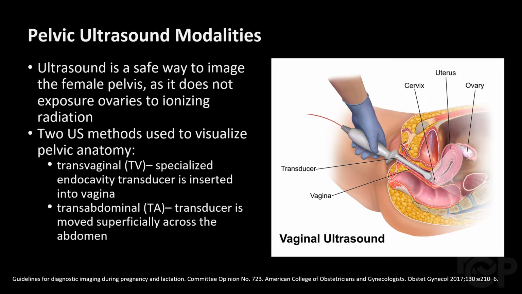The diagram on the right depicts the use of an endocavity or endovaginal transducer. Only the upper surface of the transducer can transmit sound waves. Therefore, take note of the small curved transduction area. We will use this to differentiate transvaginal imaging from transabdominal imaging on the next slide.